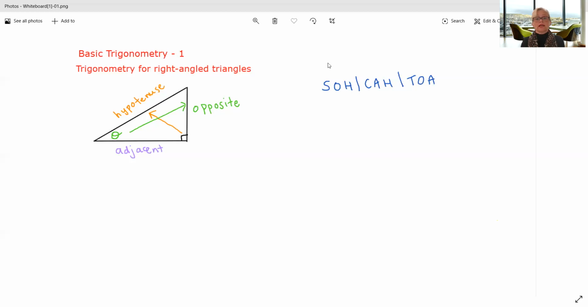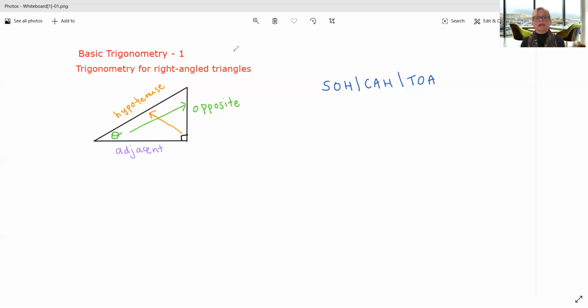And then your adjacent side, the word adjacent means next to. So it's the side that's next to your angle. Your angle is always going to be in between your hypotenuse and your adjacent side.